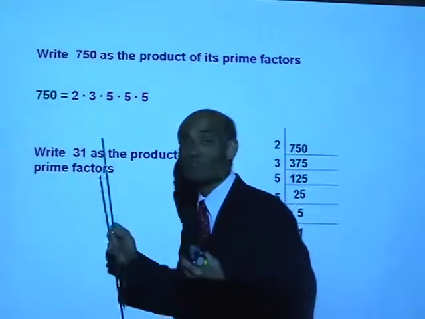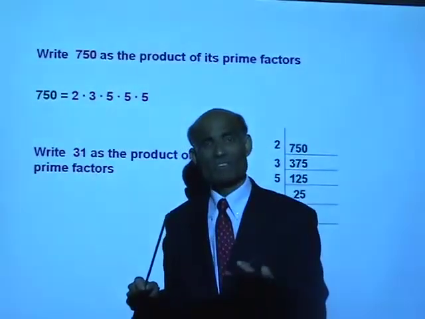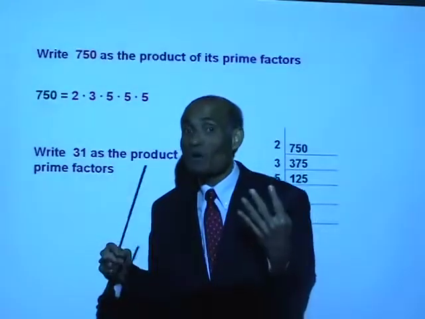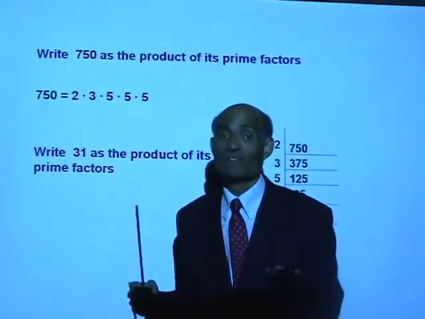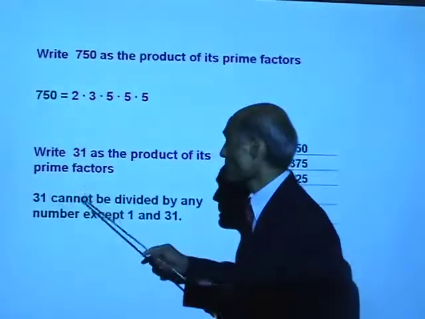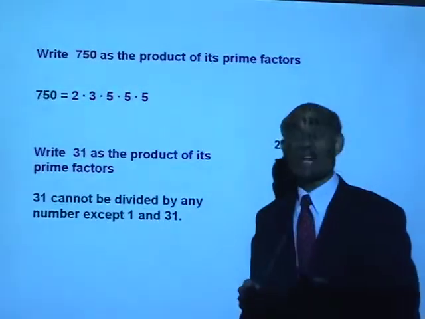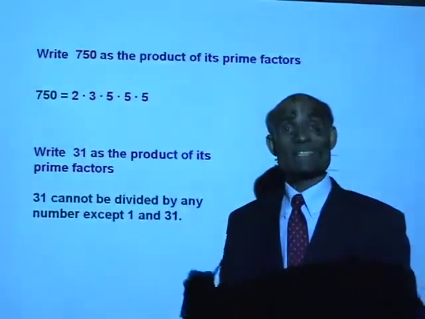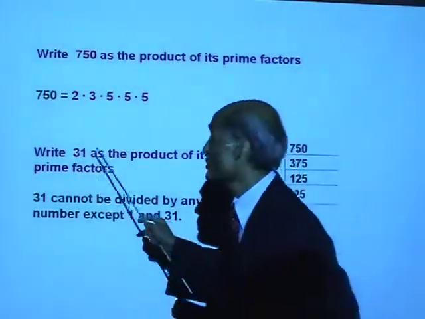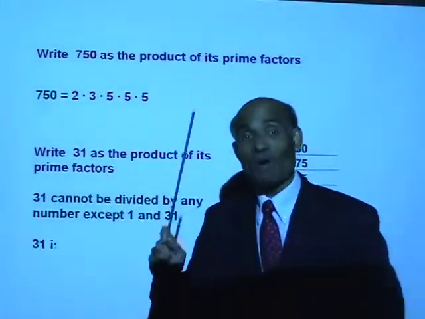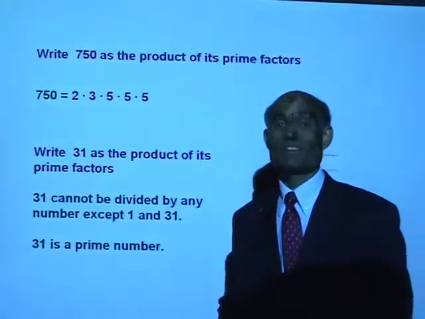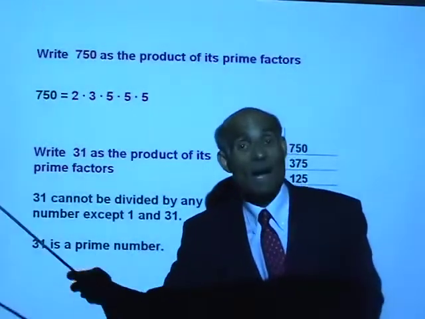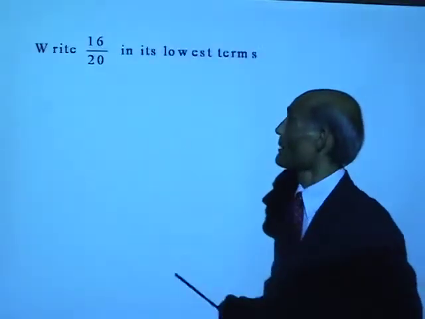31 cannot be divided by 7. Well, can you divide 31 by any number? No. 31 cannot be divided by any number except 1 and 31 itself. So, 31 is a prime number. It has no other prime factors. Okay, let's do another one.